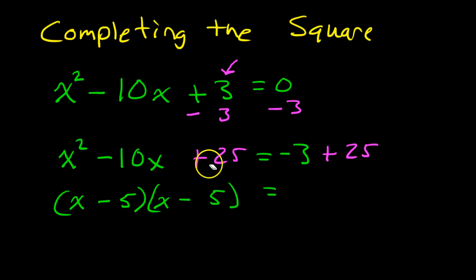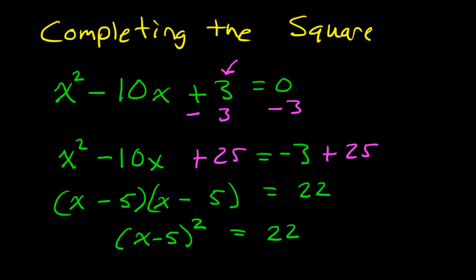So we've taken this and we've factored it as x minus 5 times x minus 5. Meanwhile, on the right hand side, negative 3 plus 25, that's 22. Now the benefit of what we just did, by picking the 25 so carefully, we have guaranteed that this will factor as the same thing twice. That's not a coincidence. Because it's the same thing twice, x minus 5 times x minus 5, we can write that as x minus 5 squared. So that's what we do.